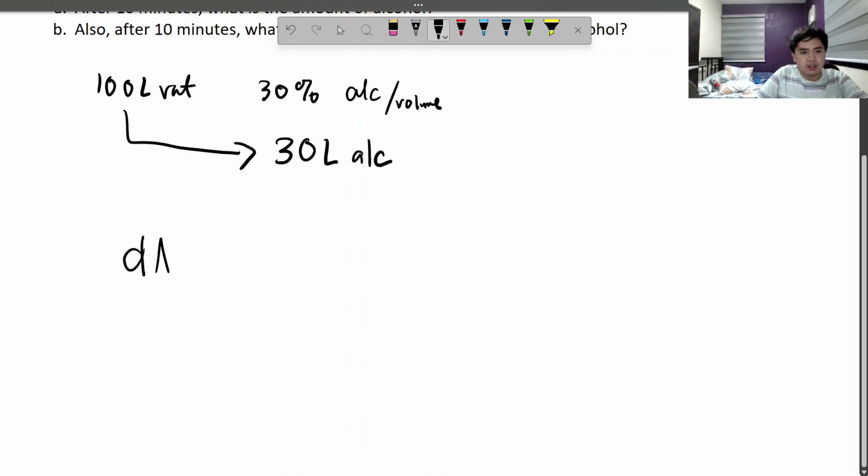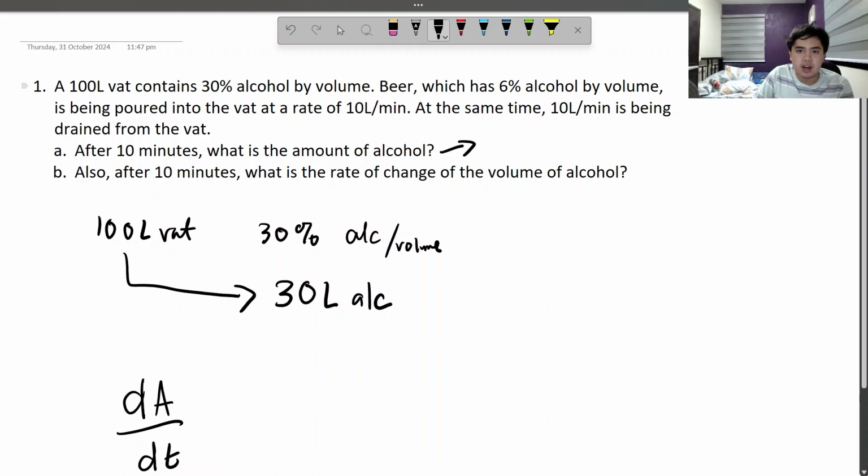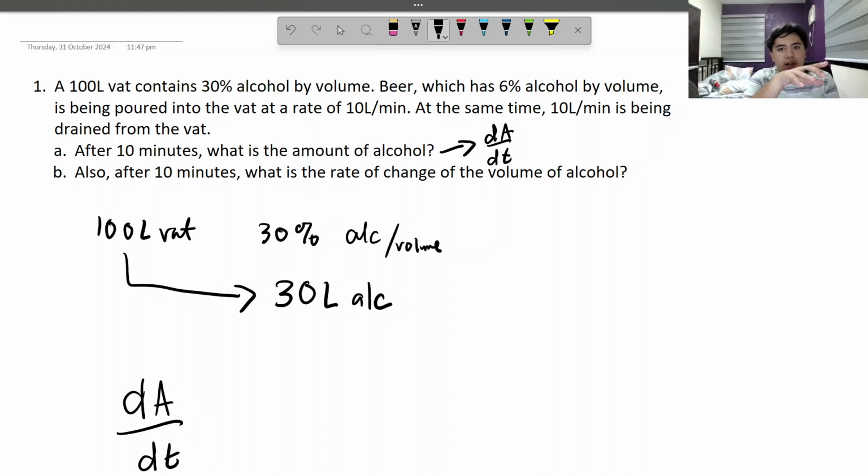So dA over dt, where A is alcohol. This represents the amount of alcohol changing with respect to time. So for example, the change of alcohol 3 seconds in is different from the change of alcohol 1 second in. And we can see it here because alcohol is being poured into the vat. At the same time, it's being mixed. This is a mixture problem, so it's an implication that it's perfectly mixed, so there's no weird concentration stuff. But the other thing is that it's being drained from the vat, the perfectly mixed mixture.